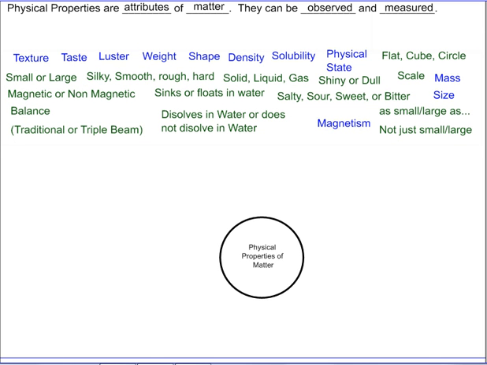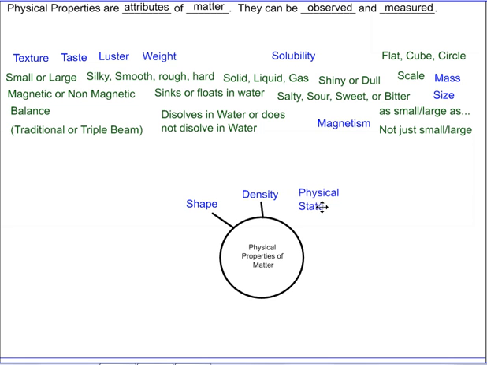All right, a physical property, remember, can be observed or measured. So one way that you can identify an object is by its shape. So on the outside of your circle, I want you to write shape, and then I want you to draw a line from your circle to your shape word. All right, another way that you can describe an object is its density. So density is going to be our second physical property of matter.